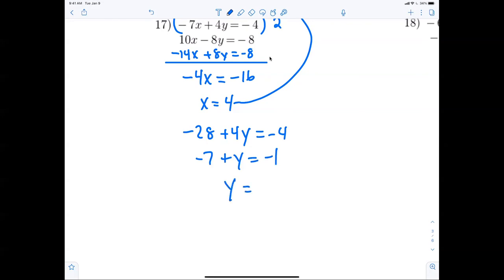So y equals what? That's what I got. Y equals 6. So my solution is 4, 6. Yeah, it just makes it easier. All right, here we go.